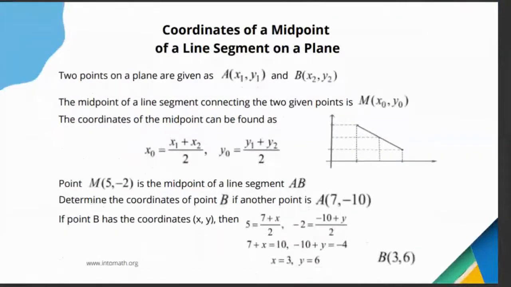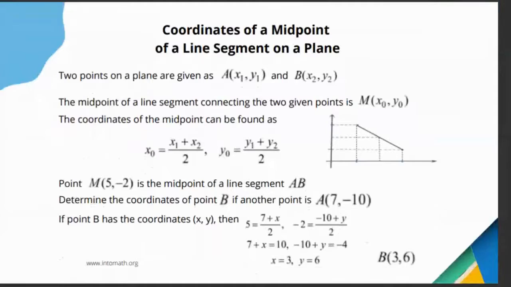Another important concept in coordinate geometry is coordinates of a midpoint of a line segment on a plane. 2 points on a plane are given. The midpoint of a line segment connecting the two given points is M with coordinates xo, yo. In order to find xo, we have to add the x coordinates of the given points and divide it by 2, and do the same for y's.